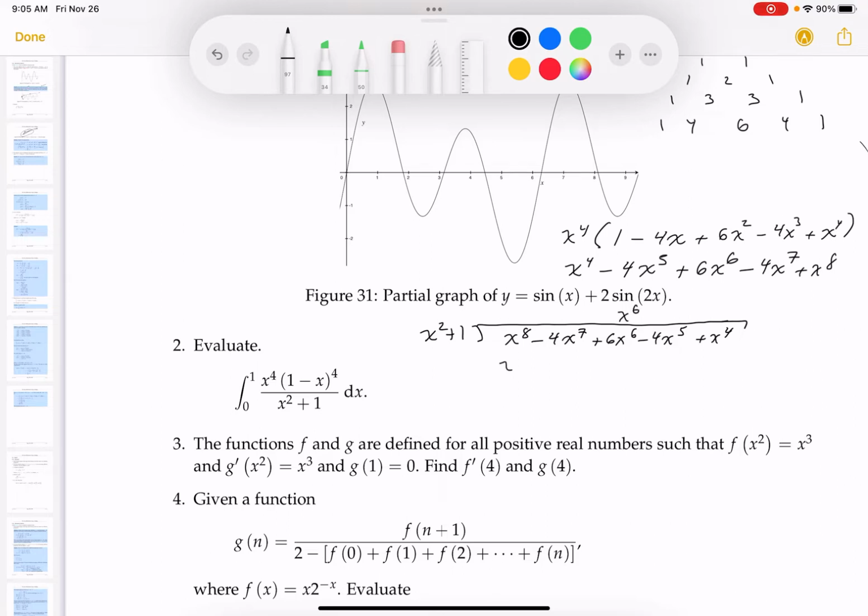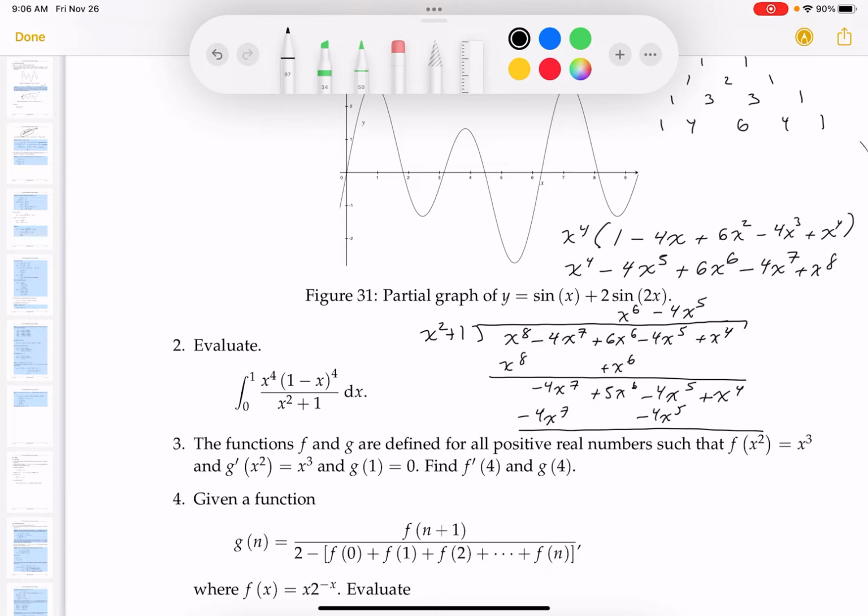So what do you get? x^8, and then you'd get plus x^6. Well, I'm going to subtract. That's minus 4x^7. And then you can get plus 5x^6. I like to drop all the places down, by the way, because otherwise I tend to forget things. And what do you get now? I'm going to say minus 4x^5. That's going to give me minus 4x^7 minus 4x^5.